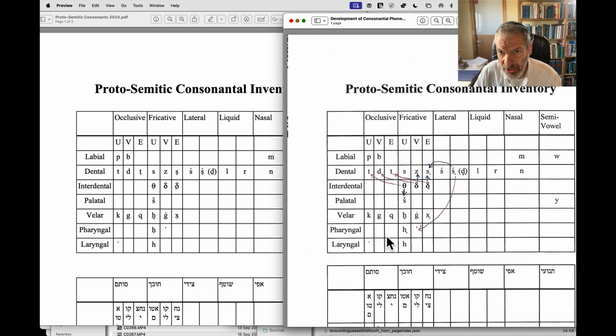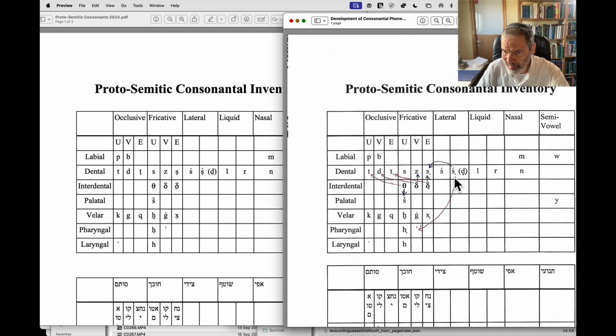But all right, let's look now here. In this chart, the red arrows show the correspondences with Aramaic, and the blue arrows show the mergers with Hebrew. Let's look at Hebrew first.